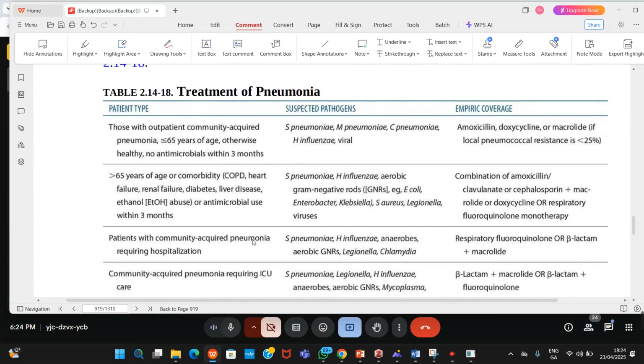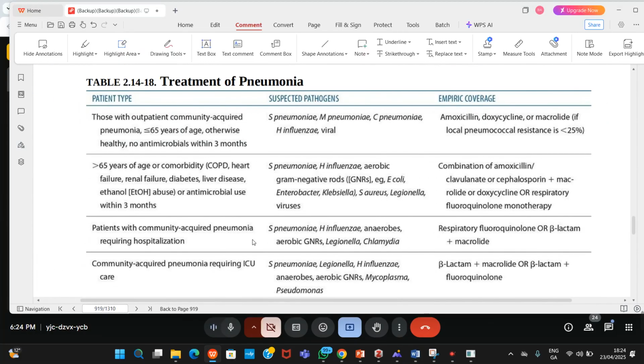Now, how do you treat somebody that has pneumonia? You use the CURB-65 to first stratify. Am I going to hospitalize this person? Am I going to take the person to the ICU? Or am I going to manage as outpatient? If you are managing the person as outpatient, and the person is less than 65 years, no comorbidity, no chronic condition like diabetes, CKD, CLD, nothing like that, just give your macrolide, amoxicillin, or doxycycline.